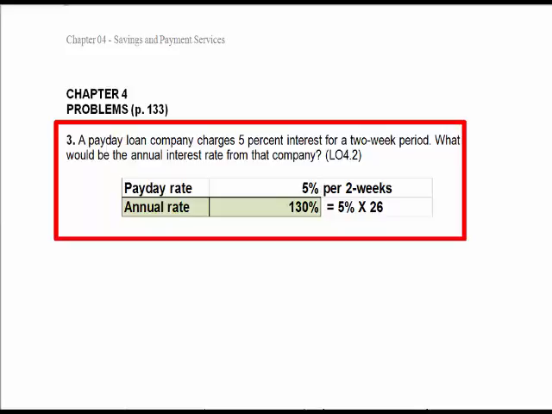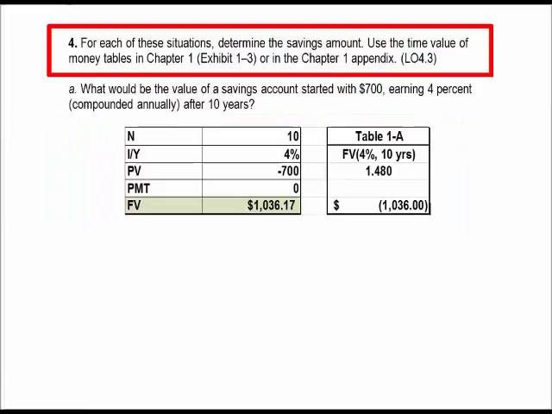Well, if they charge 5% every 2 weeks, then that's 5 times 26, because there's 26 2-week periods in the year. The 130% is the APR. It's the quoted rate. Okay, number 4.